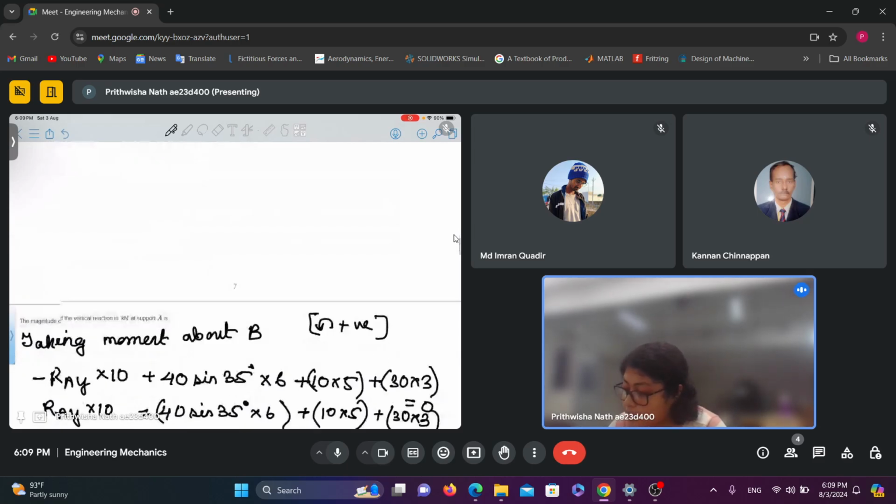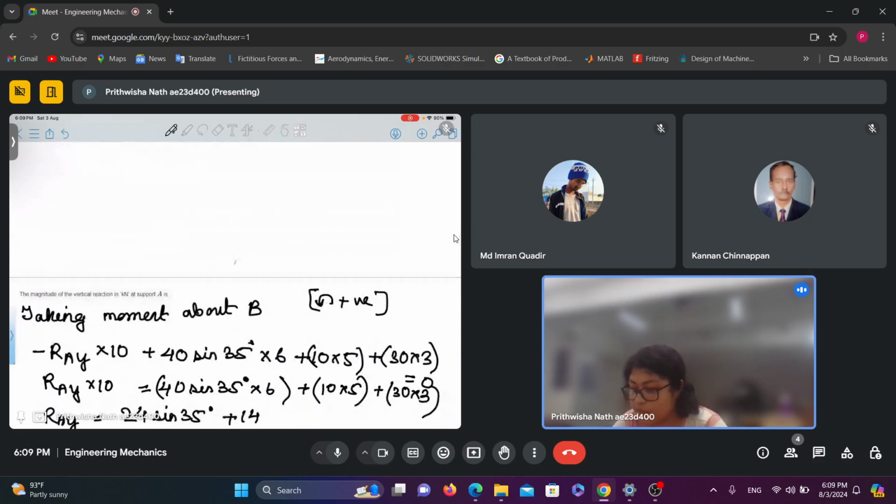The next question is the magnitude of the vertical reaction at support B. Now what we are doing, we are calculating moment about B.